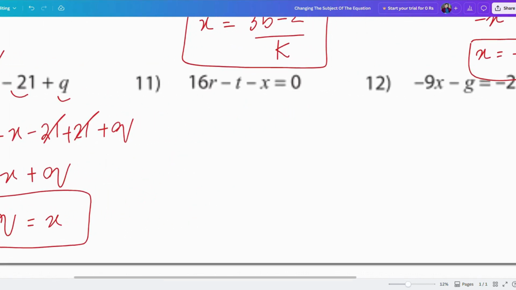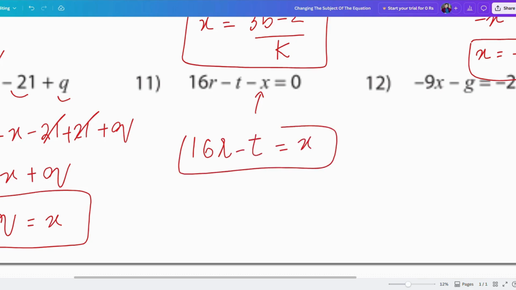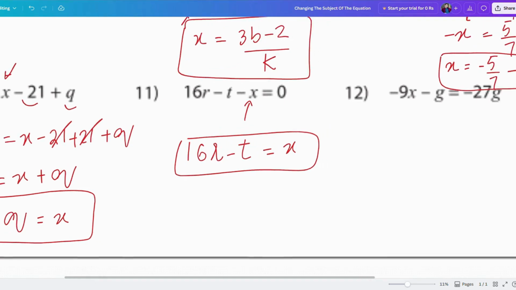Now I will be moving towards the second last question. I need to make this x the subject of the equation, so I can just move it to the other side. 16r minus t is equivalent to x. Okay, it's a negative sign over here. When you move it to the other side of the equals sign, it will convert into a positive number.